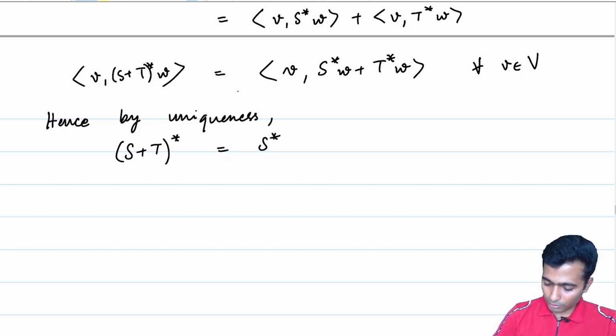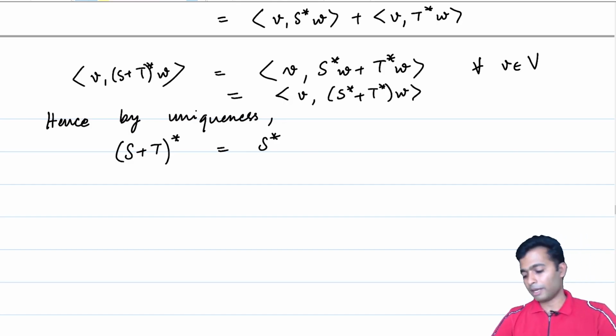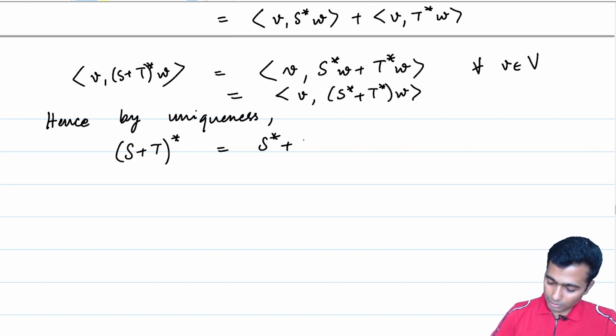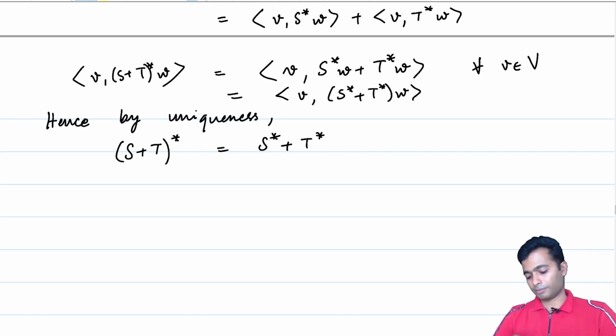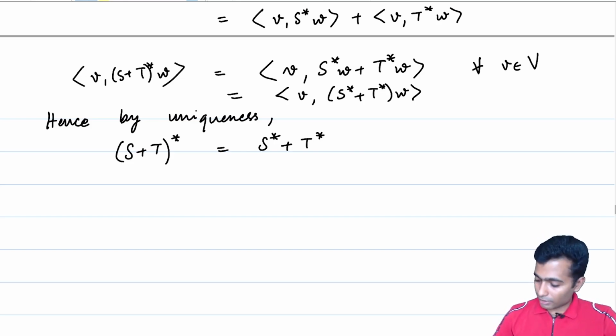Oh, by the way, this is equal to the inner product of V with, we know that S star is also a linear transformation, T star is also a linear transformation. So this by definition is (S star plus T star) of W, which is equal to S star plus T star. So the adjointness is actually linear in some sense. At least it is additive. Let's see whether it is linear.